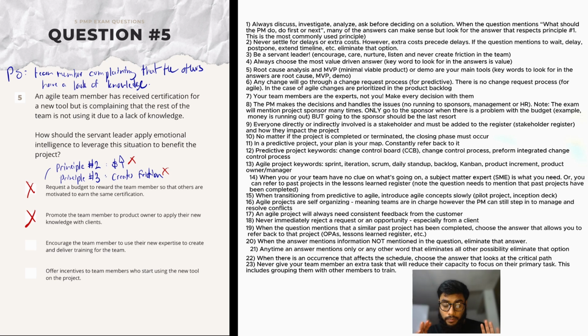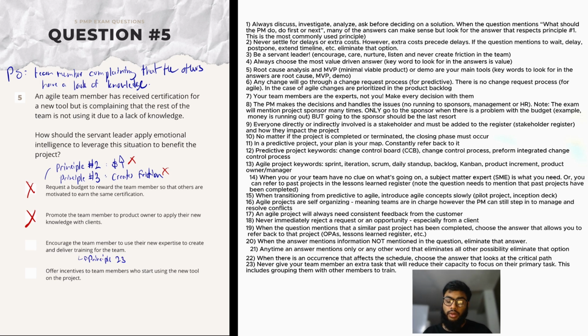Encourage. Okay, I like this word. Servant leader like. Encourage the team member to use their expertise to create and deliver training for the team. Okay. Not bad. Okay, there's a little bit of problem with this. The problem here is that it contradicts one of our principles. I might have to find it because I don't remember what number it was. But it's the principle where the team's capacity is reduced. It's principle number 23. If you're offering a training to the team members, it will reduce the capacity of this specific team member.